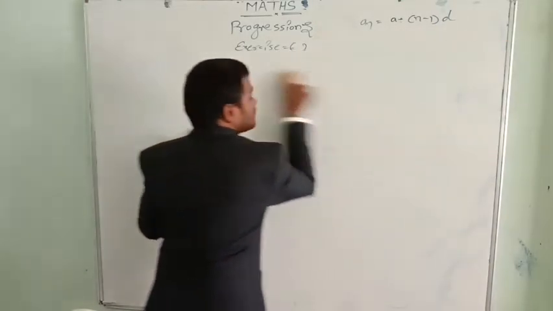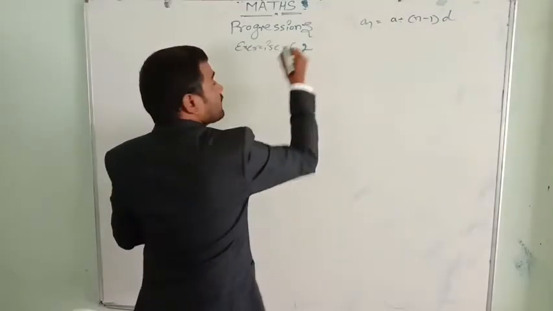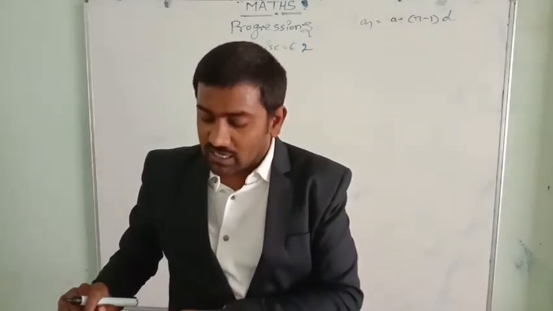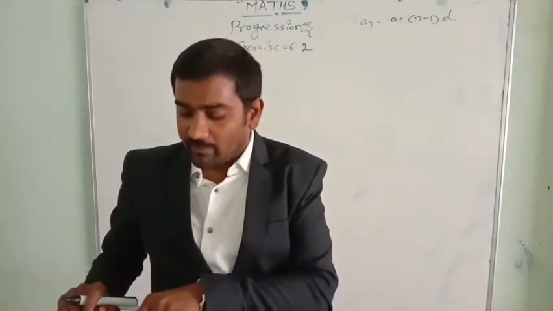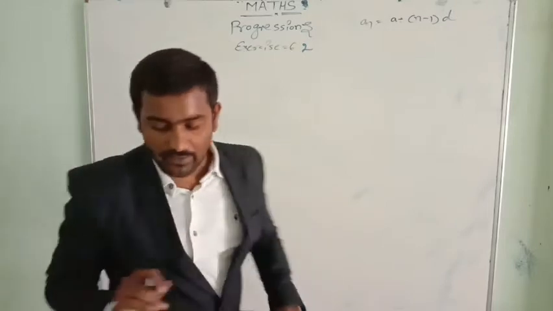Very easy problems. You need to understand, don't get confused. Okay. Then here, the ninth question is that the 17th term of an AP exceeds its 10th term by 7.